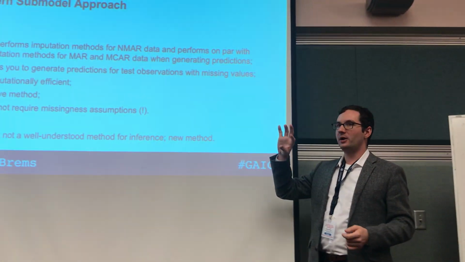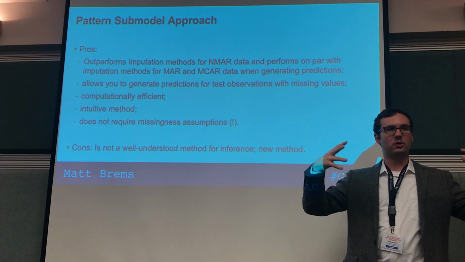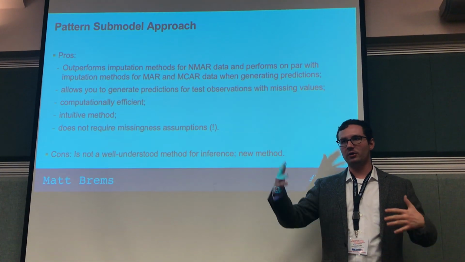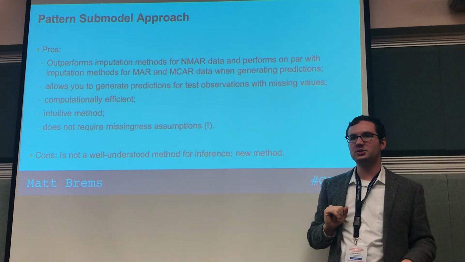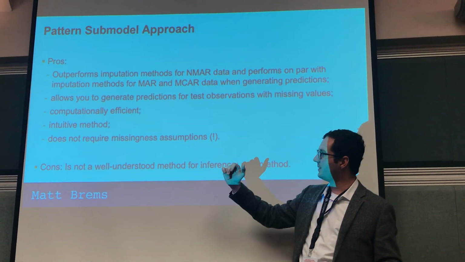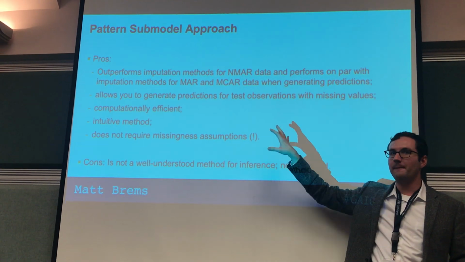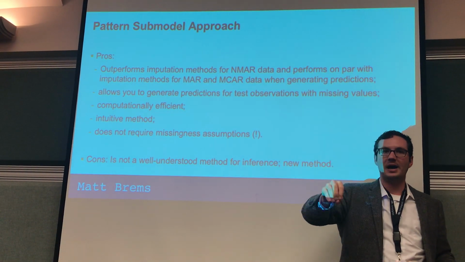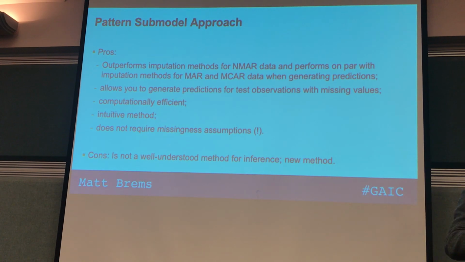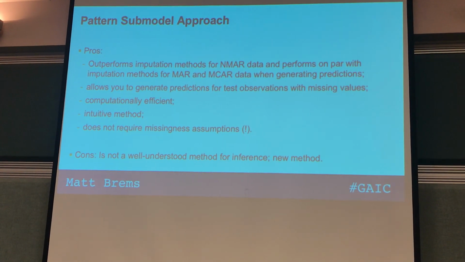Comparing this to multiple imputation, where you're creating multiple copies of these data sets and simulating all these different random values, this is going to be computationally efficient. It tends to be a relatively intuitive method, and the best thing is that it doesn't require missingness assumptions. Doesn't matter if income is missing at random, not at random, completely at random, whatever.